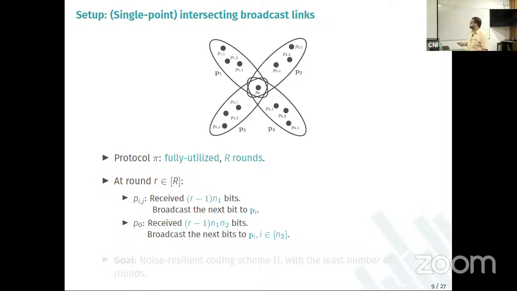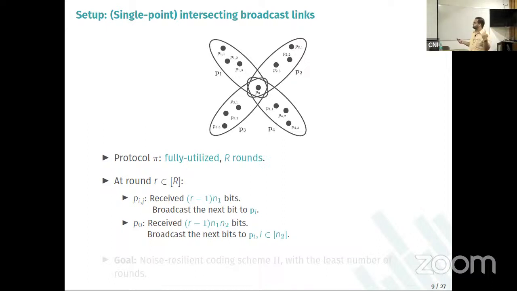Let's consider a party Pij. How many bits would it have received so far? Well, Pij belongs to one dedicated link, right? In each dedicated link, there are N1 other parties other than Pij. And in each round, because it's fully utilized, everybody sends one transmission.